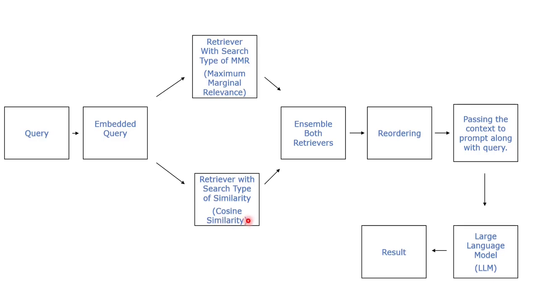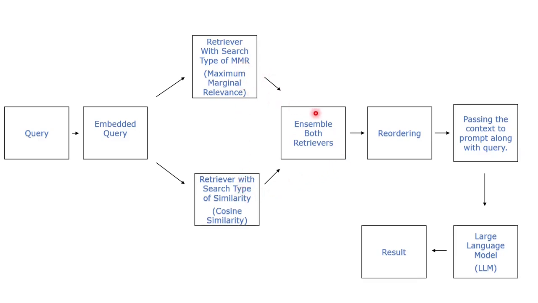Cosine similarity checks the cosine angle between two vectors to check how close they are, meaning how relevant they are to each other. And maximal marginal relevance returns the most relevant documents while preventing redundant data. After getting relevant documents from both of the retrievers, we are using an ensemble retriever to ensemble the results which we are getting from both of the retrievers.